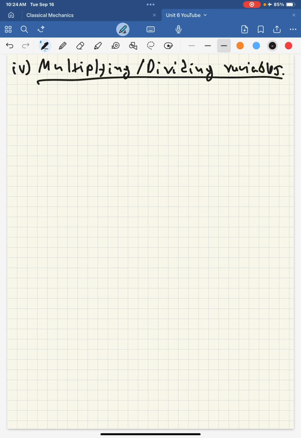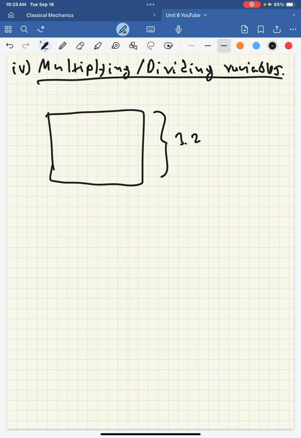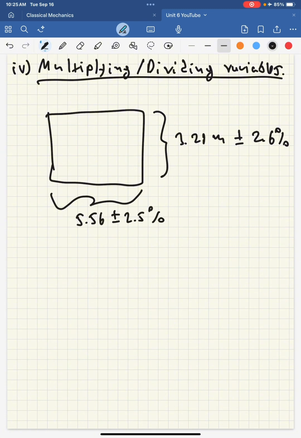Okay, so let's say that I have this rectangle, and for this side we know that the side is 3.21 meters plus or minus 2.6%, so we are using the percentage uncertainties here, and then this side is 5.56 plus or minus 2.5%. Okay, so the area is simply the multiplication of this number and this number, right? And I forgot the units, so that's meters.